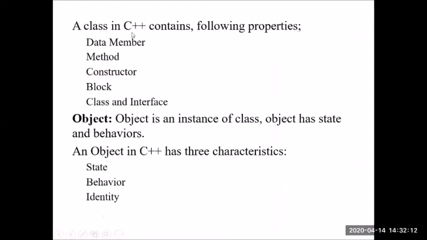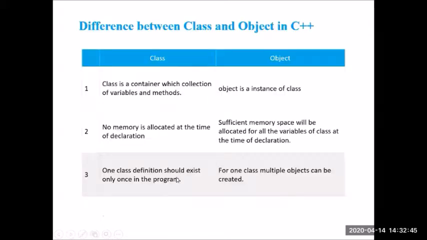So a class will include a group of objects which have common properties. In a C++ class, the following members are included: a data member, method, a constructor, block, class and interface. And an object, we know, is an instance of a class, or an example of a class. It will have states, behaviors and identities. So an object in C++ has a state, a behavior, and an identity.